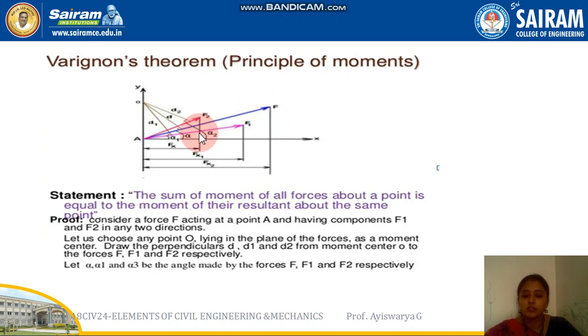The sum of moments of all forces about a point is equal to the moment of the resultant force about the same point. So the principle of moments says that the sum of moments of all the forces which you are observing in the figure is equal to the moment of the resultant force. You can observe a resultant force F and the other forces F1 and F2. The sum of moments of F1 and F2 is equal to the resultant force moment. So this is the statement of Varignon's theorem.